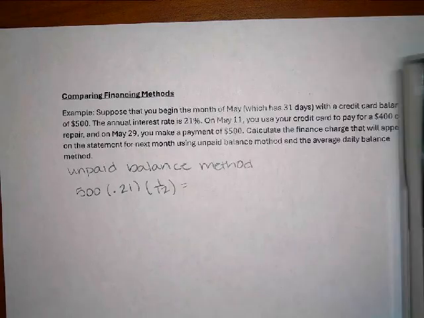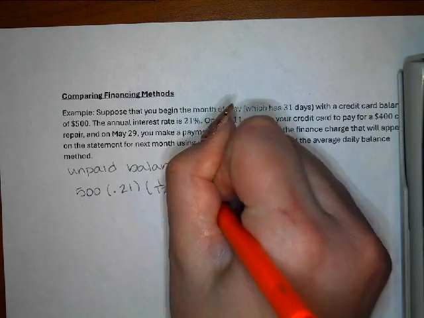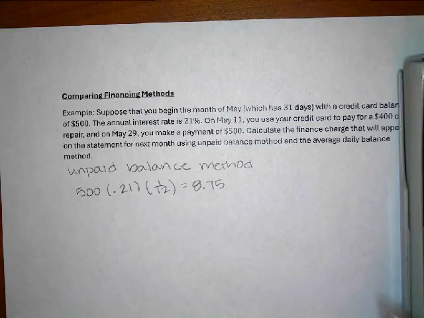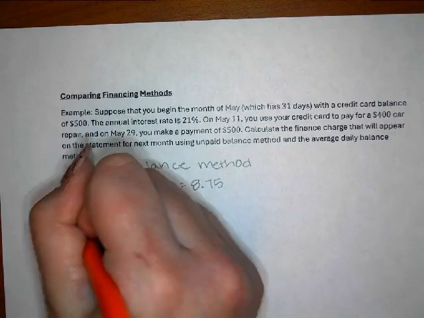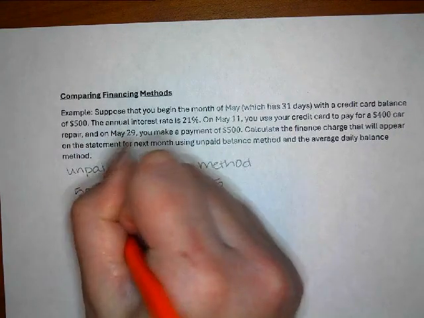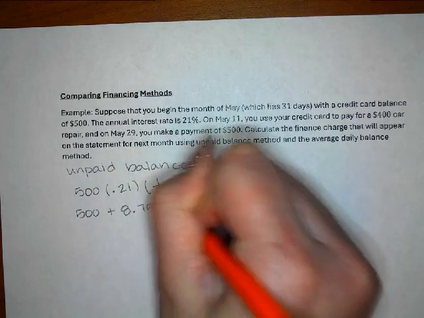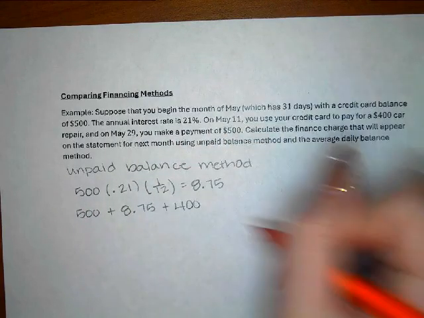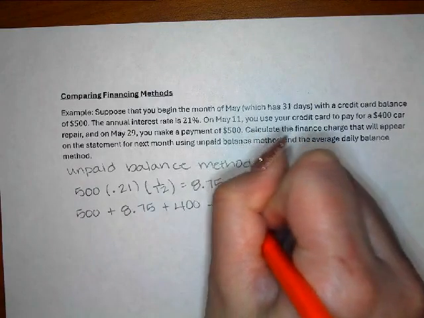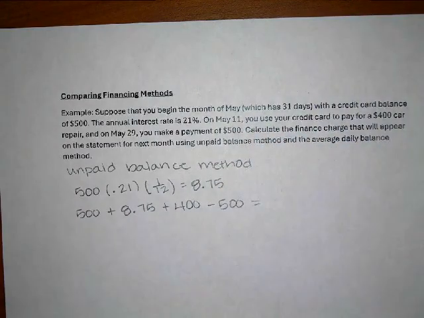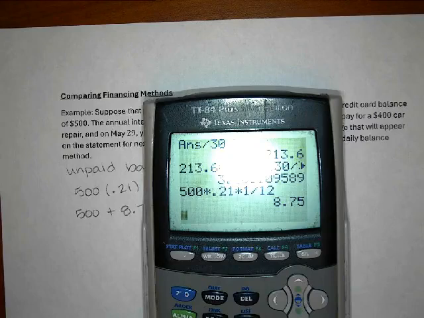Okay, so for this month, the month of May, we have $500 plus $8.75 plus the $400 car repair minus the $500 payment. And that's going to be a balance that month of $408.75.